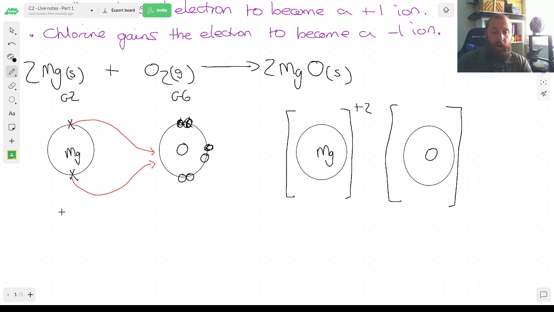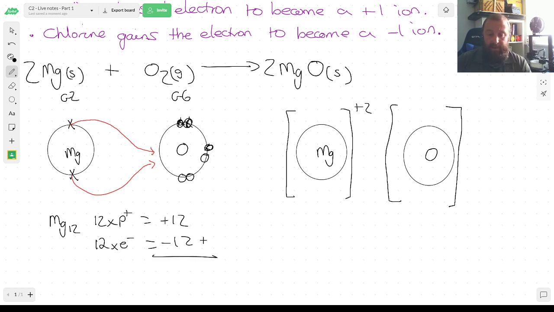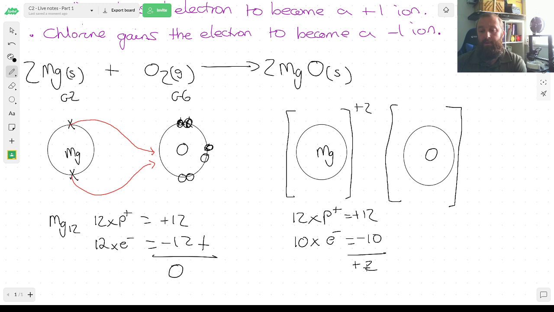If we want to work out why, then we can have a look at the fact that magnesium has 12 protons. So we've got 12 positive charges, which means we would have 12 negative charges in the atom. And if we add those two together, we end up with a 0 charge. If I do the same thing over here, I've still got my 12 positive charges, because remember we can't change that. But if I've taken 2 away, I've only got 10 negative charges now. So if I add those together, my overall charge becomes +2, which is why I've got +2 up here.